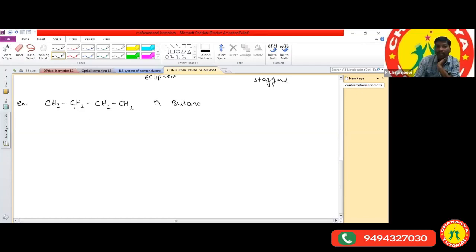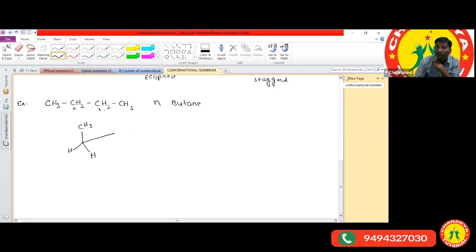In this one, I am taking the second and third carbon atoms. First I am writing the Sawhorse representation. This is the second carbon atom and the third carbon atom. If you observe, the second carbon atom is attached with one methyl group and two hydrogens. Hence I can write like this: CH3 bond H bond H.